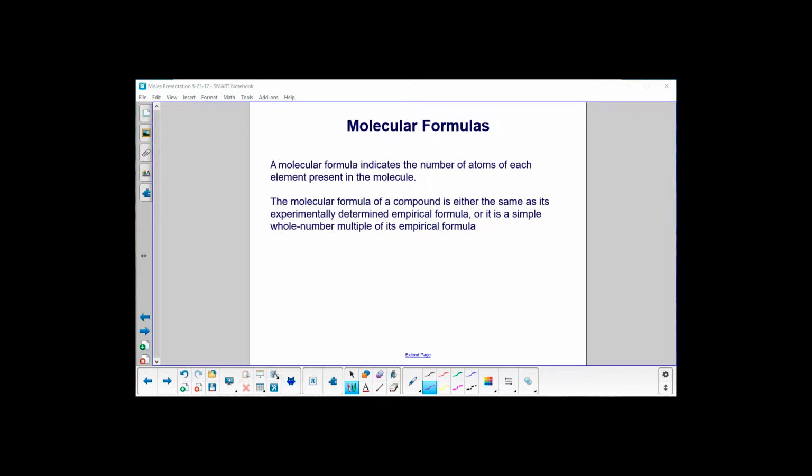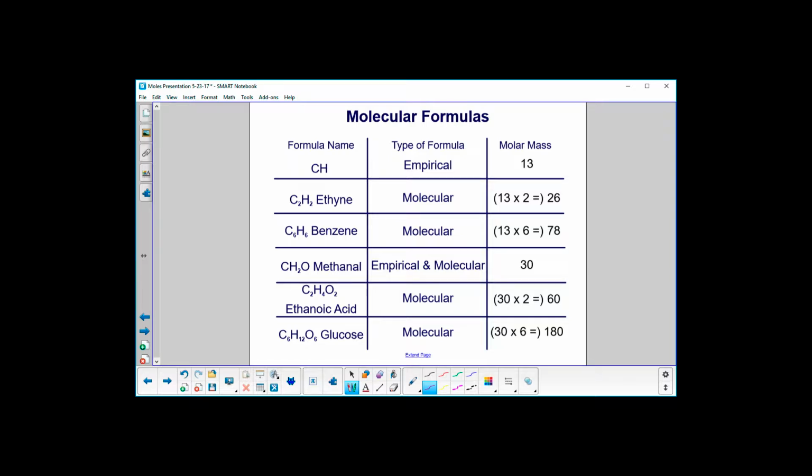A molecular formula indicates the number of atoms of each element present in the molecule. The molecular formula of a compound is either the same as its experimentally determined empirical formula, which is what we've been working on, or it is a simple whole number or integer multiple of its empirical formula. Let's look at some examples.